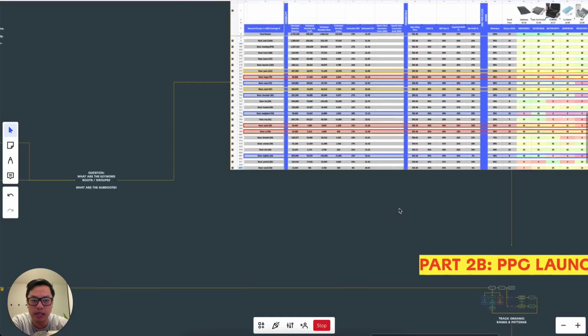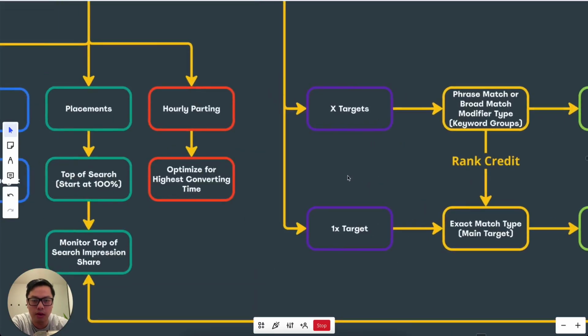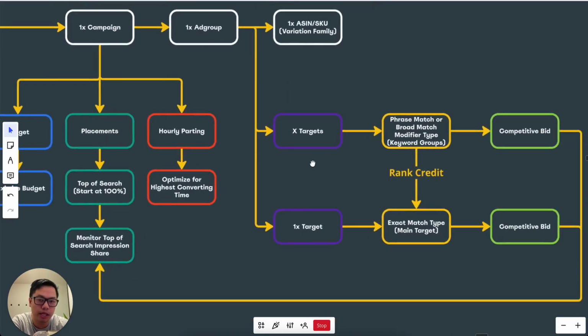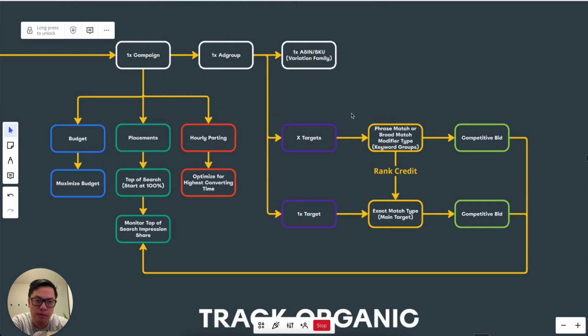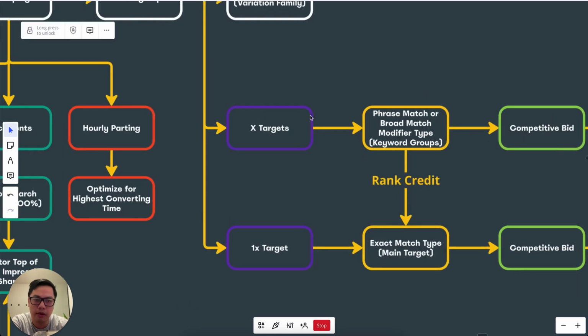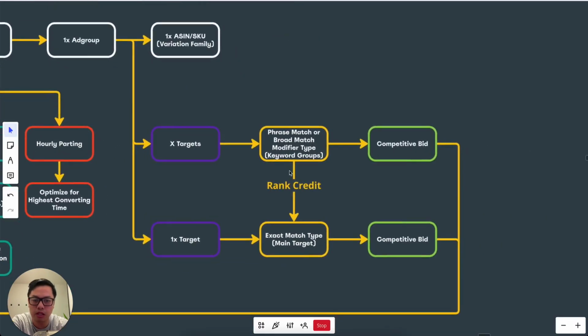So when we set this PPC structure up, we're going to be running single keyword campaigns so that we can have full control over it. But we're also going to set up another campaign, a phrase match or a broad match modifier of all the same targets we're going to go after. The reason is that's going to pick up all the long tails of that route. And then we're going to just push these together because they're going to help each other out.